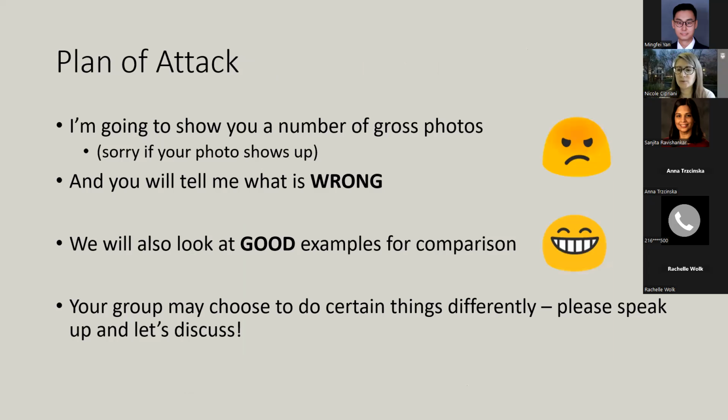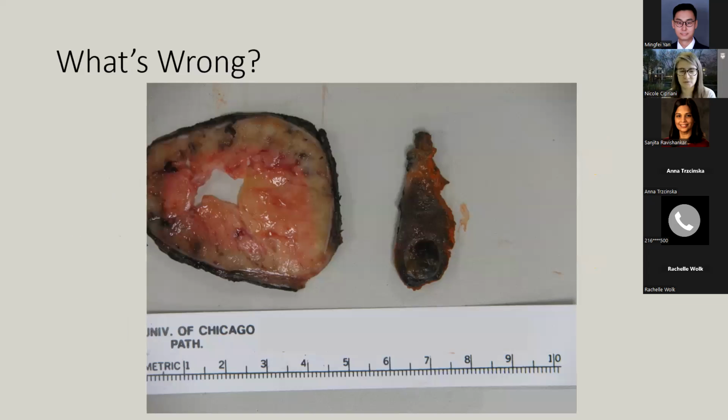What I'm going to do is show you a number of gross photographs. Some of my residents and PAs took these photos, and you'll tell me what you think is wrong with each photo. We'll also look at good examples for comparison so we know how to make modifications. This is my recommendation; your group may choose to do things differently. That's awesome, there's no one right way to do things. But if you do things differently, speak up. Let's come up with a common way to share ideas about gross photography. So first example, what's wrong with this photograph?